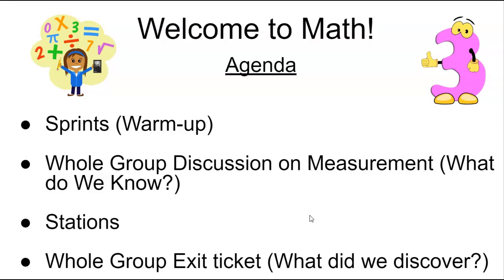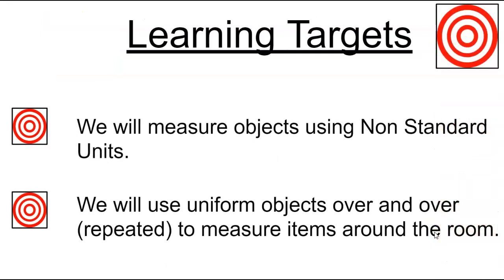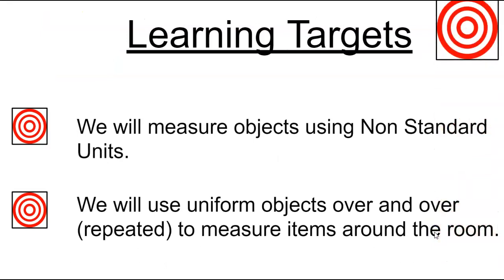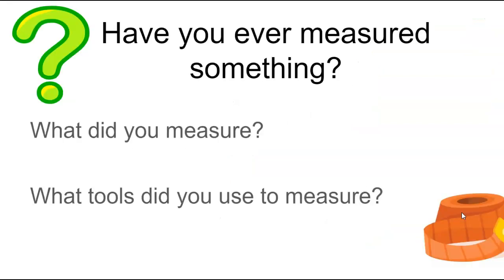Now, our learning targets today are measuring objects using non-standard units, and we'll talk about what that means. We will use uniform objects over and over to measure items around the room and each other. I want you to think for a second first about what you already know about measurement. I want you to think about these things for a few minutes, and then we will talk about what that means.